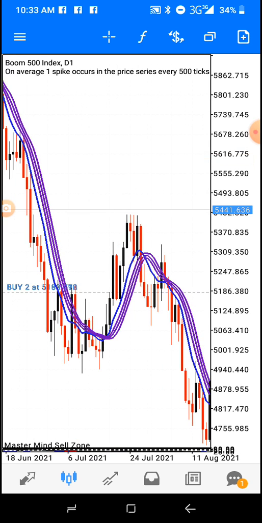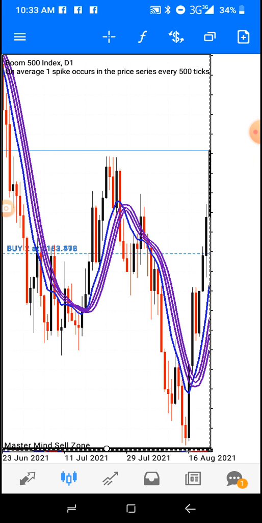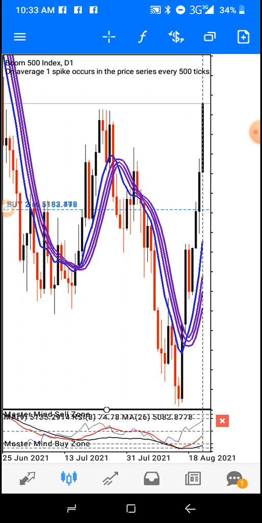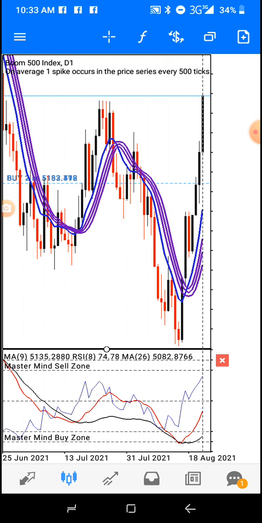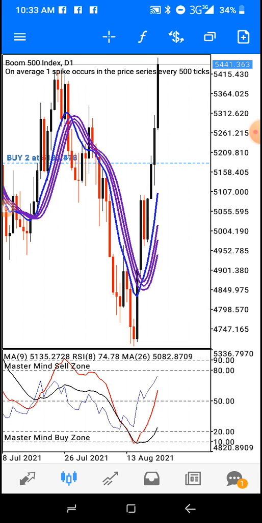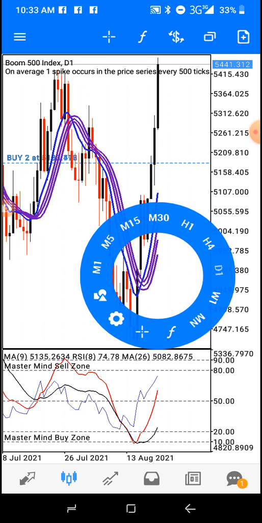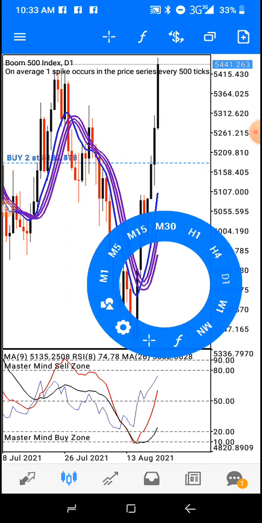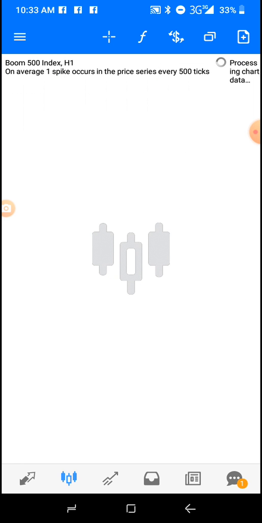You don't have to do anything much. We're going to be using the 1 minute time frame for scalping, that is, trading against the spike. If you want to trade against the spike, you can still use this indicator. It's your call.